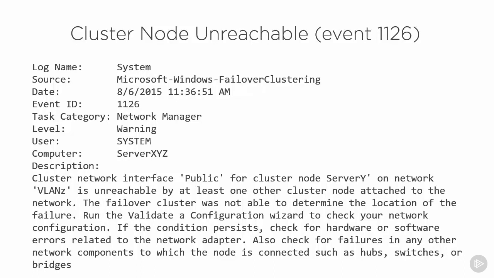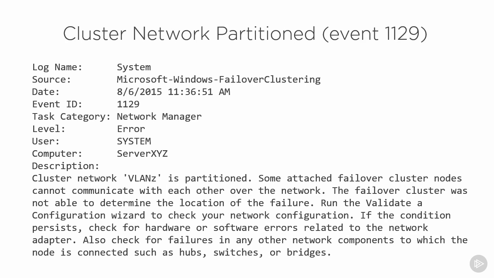To give you an idea of what sort of events were occurring, we could see here they were primarily cluster node unreachable, like an event 1126, telling us that the cluster network interface is unreachable by at least one other node in the cluster. We would also see various event 1129s telling us that the cluster network was partitioned and that some attached failover cluster nodes couldn't communicate with each other over the network.